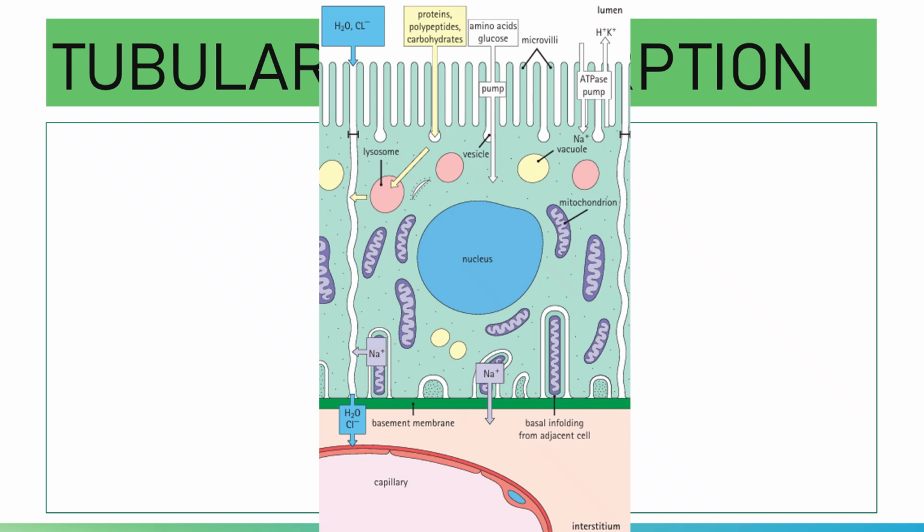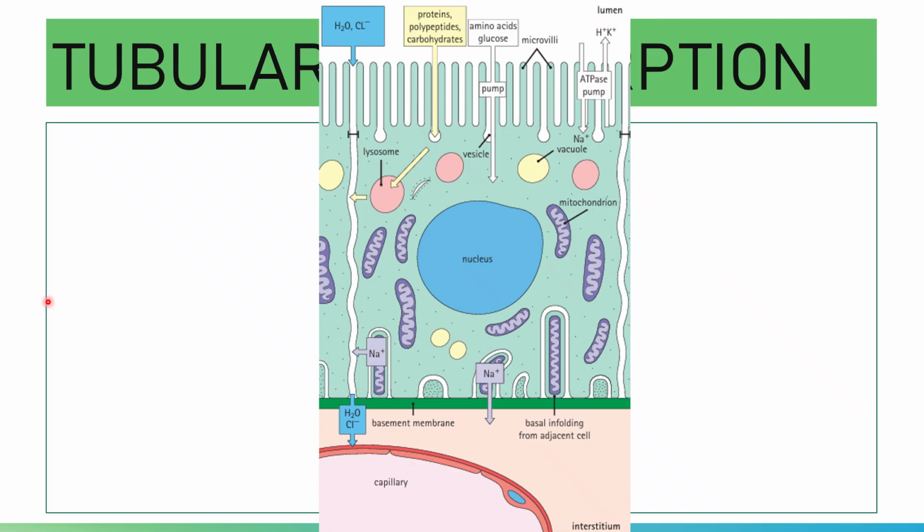Here is an illustration of the proximal convoluted tubule. In the PCT, there is an extensive reabsorption of components of the glomerular filtrate. Take a look at this: water and chloride are reabsorbed going back into the capillary lumen. Proteins, amino acids, and glucose are reabsorbed going back into the renal interstitium, going to the capillary lumen.